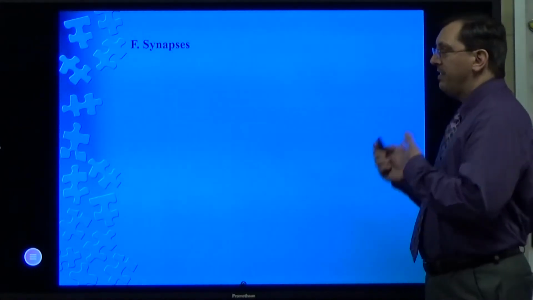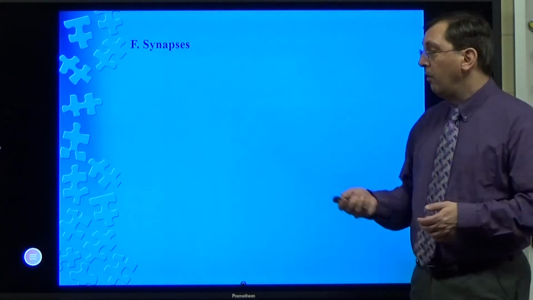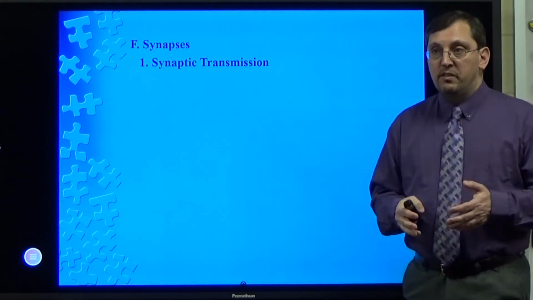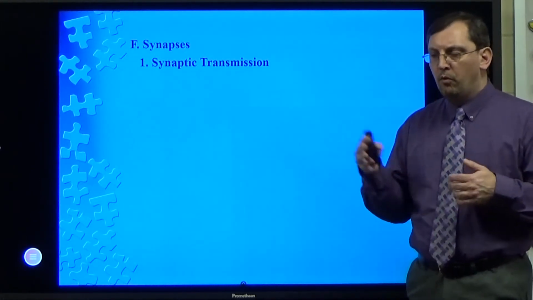Our next topic is synapses. Synapse is a term we use for both nerves and muscles, muscles with nerves. Synaptic transmission is how I send signals across that gap between either a neuron to a neuron, or a nerve to a muscle.